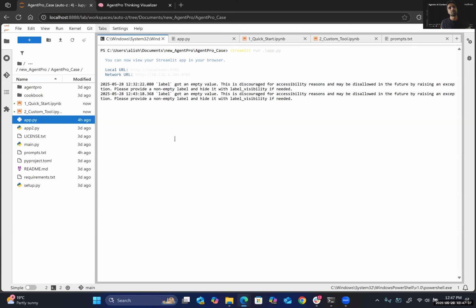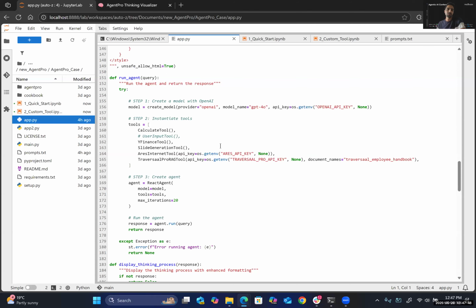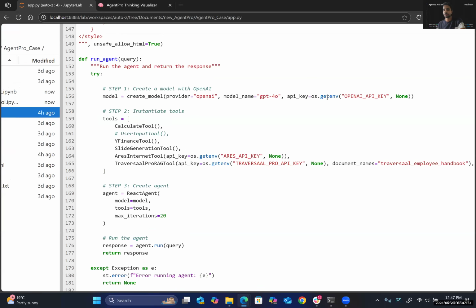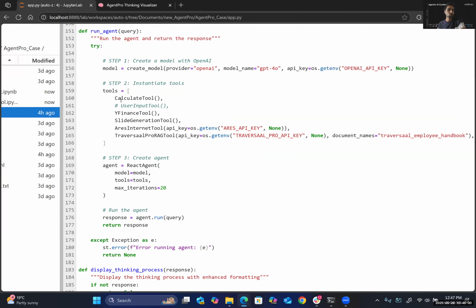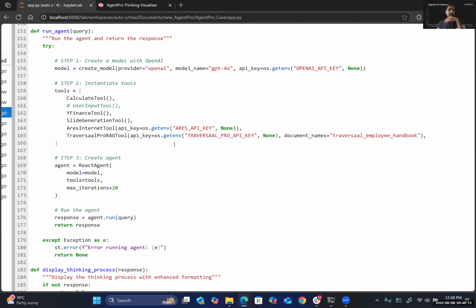So this is the demo of Agent Pro, and this is my favorite part of the session, because now we are going to see how Agent Pro works. We will see some things in action, and it's a Streamlit app. If I minimize this, it's going to use GPT-4o as the LLM. And these are the tools I have connected with this agent, React Agent Pro: the calculate tool, the Yahoo Finance tool, the slide generation tool, the Aries Internet tool, and the Traversal Pro React tool. It's very easy, just a couple of lines and it will set up.